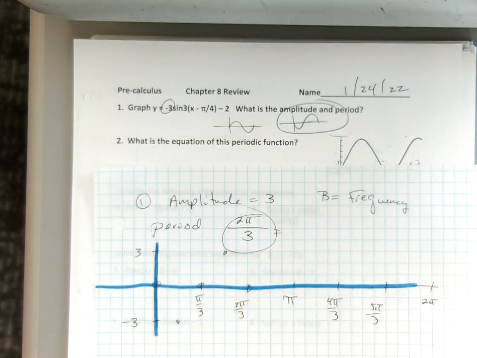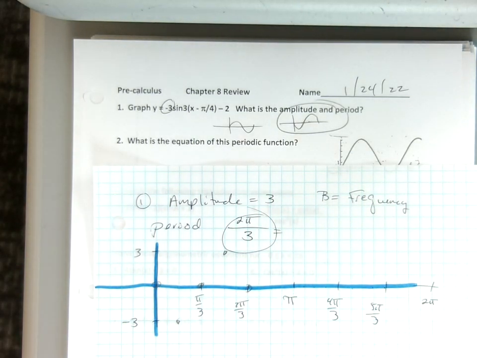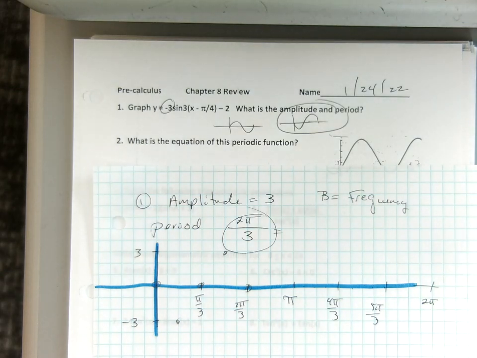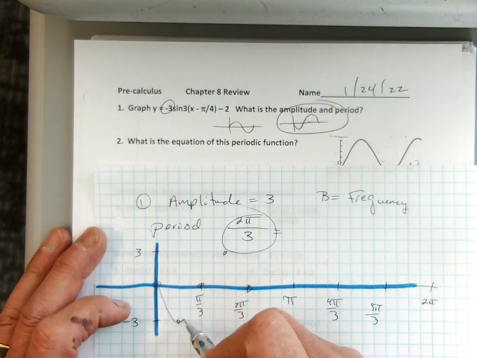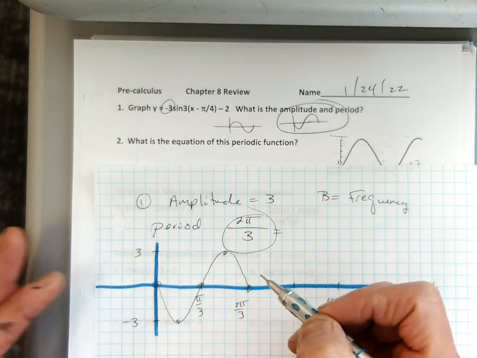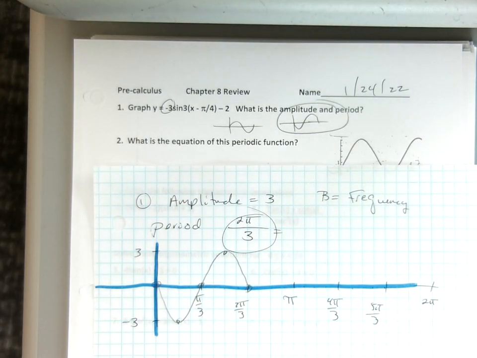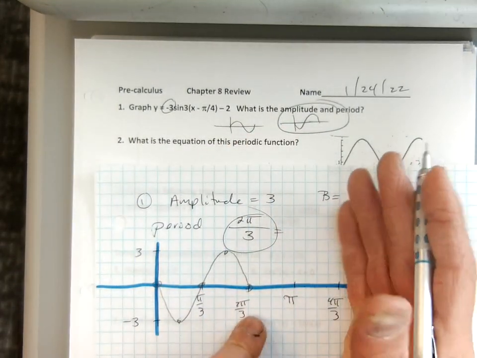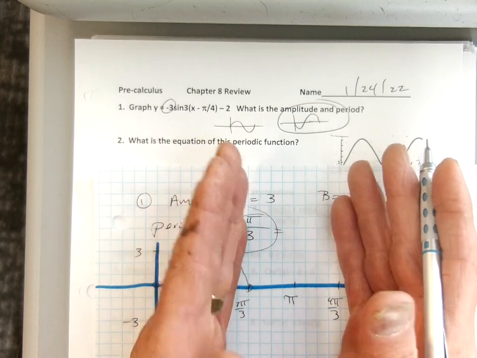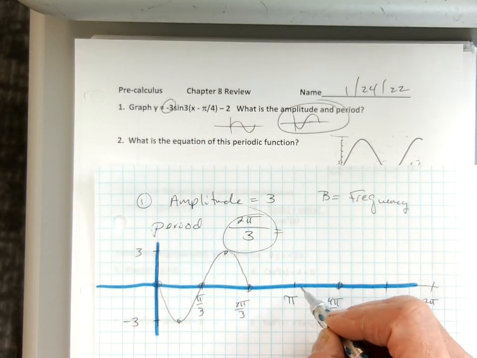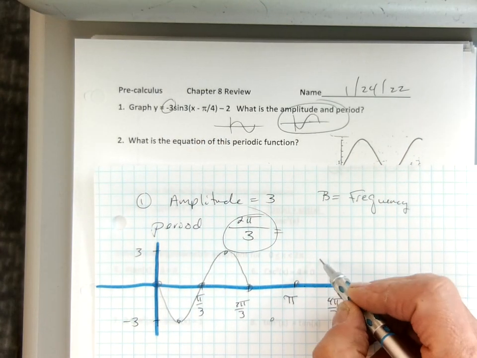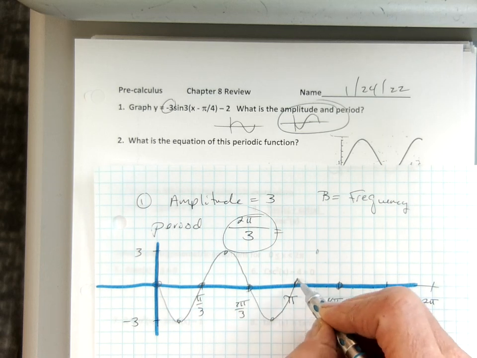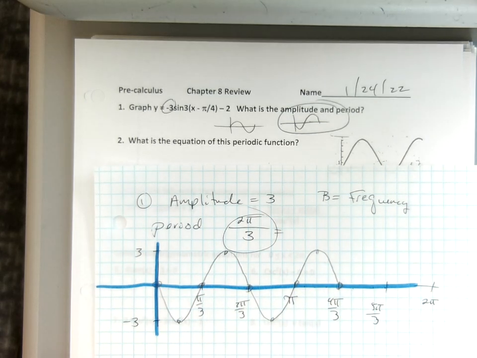So I do my 5 points. It's just easier for me to do a dot to dot. Do my 5 significant points, and then I'm just going to trace it in. There's 1. I'm going to do it 2 more times because I have a frequency of 3. So I'll take this shape again and put it from 2 pi thirds to 4 pi thirds. There. Okay. I'll do it again. There.